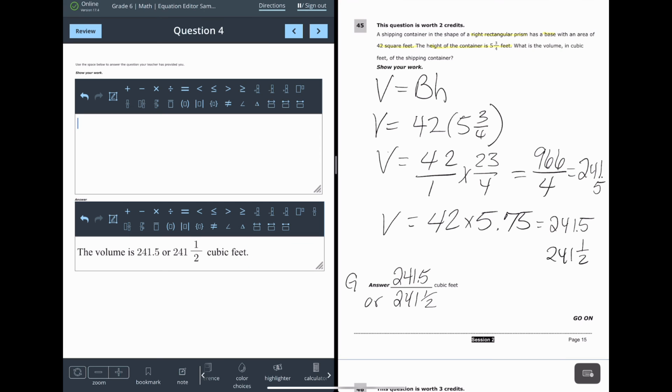Now, for showing our work, I'm just going to put volume equals base times height, which has to be a capital B. Volume is equal to 42 parentheses 5 3/4. And make up your mind how you want this to look. Do you want to do this as fractions where there's more typing honestly involved? Like you're going to have to tap things a lot. You got to make sure you're tapping the right thing.